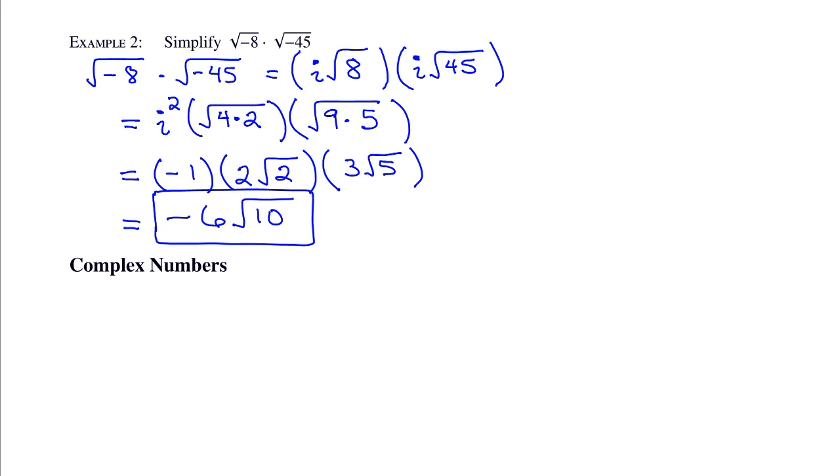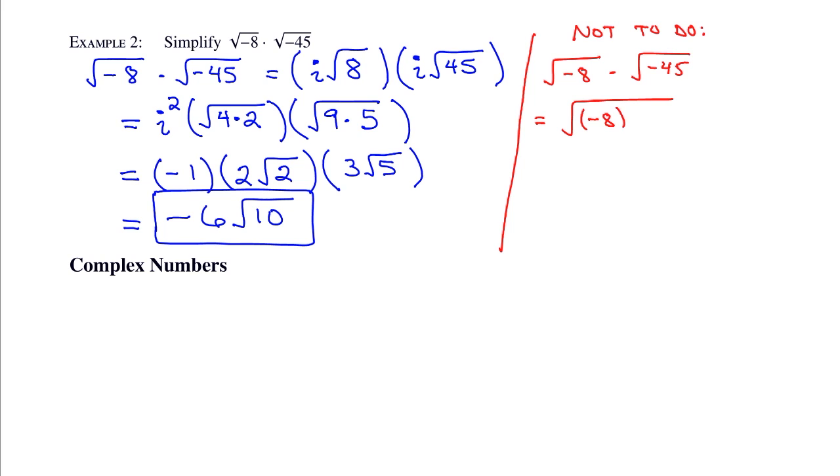As a bit of a warning, let me show you what not to do. You might be tempted to multiply inside the square roots first, and have the square root of negative 8 times the square root of negative 8 times negative 45. And that would be the square root of 360.